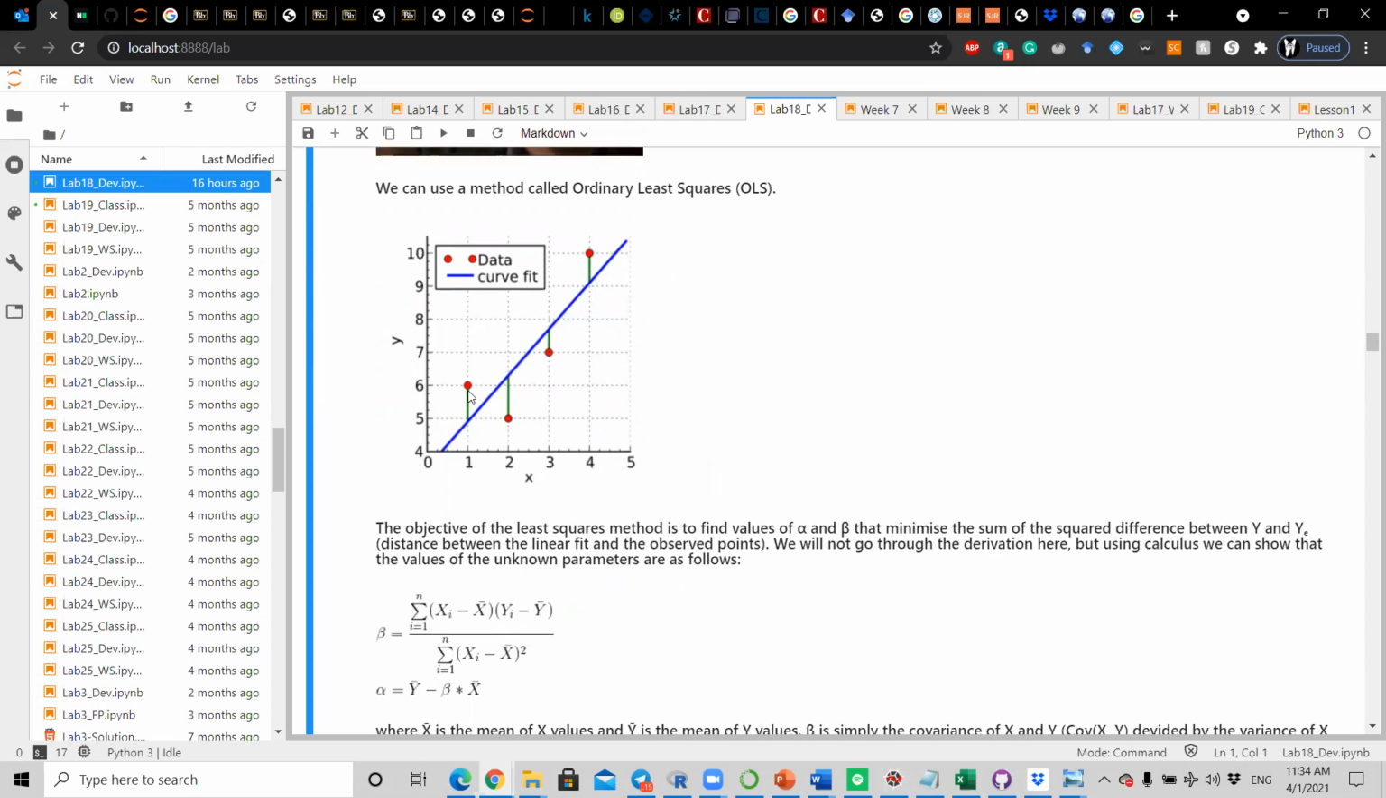Do you remember these red points, red dots? Yeah. Do you remember this blue line that we would use to fit?